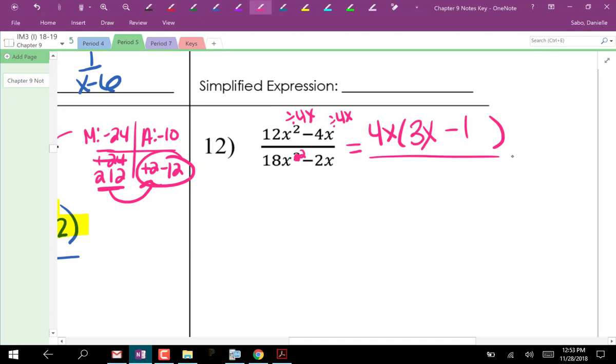What can I factor out of the bottom? What's the GCF of 18x and 2x? What number comes out? Careful with the 3. 2. Someone said 2. Okay, 6 would be too high because 2 divided by 6 wouldn't work. But definitely 2 does. 2 can come out, and one of the x's as well. So 2x. Okay? Now let's see what's left over. 18 divided by 2 is 9. And then x squared divided by x just gets me x. Then I have negative 2x divided by 2x just gets me minus 1.